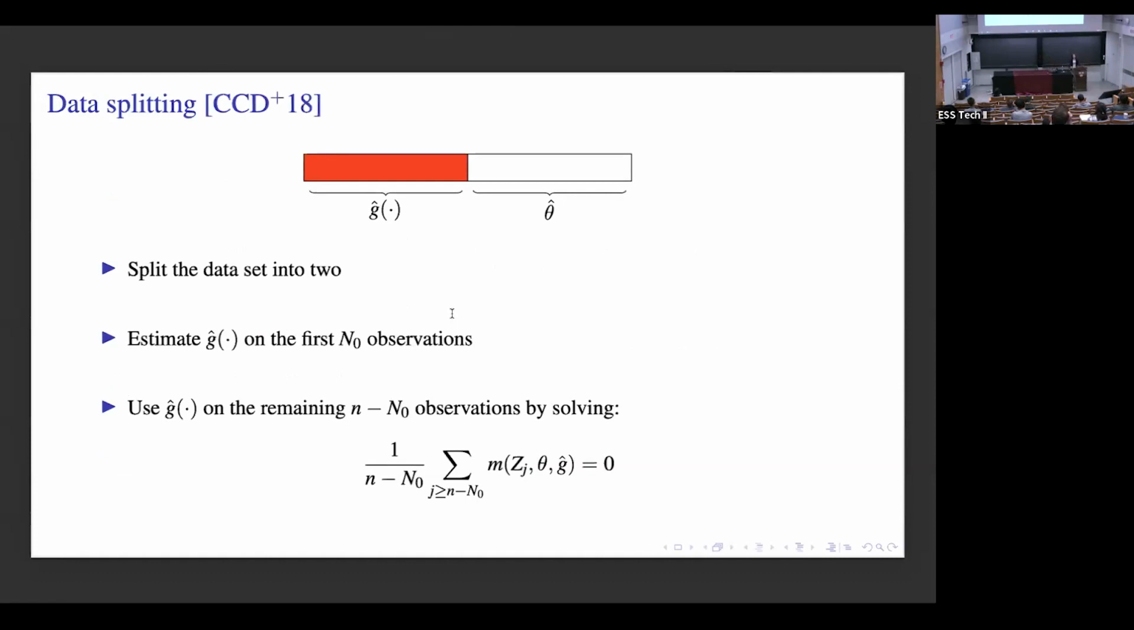You're going to split your data set into two parts. And on the first, let's say, M observations, you're going to estimate your nuisance parameter. And then on the remaining N minus M observations, you're going to estimate your target parameter. And you're going to do it in the same intuitive way. You're going to take your estimate of the nuisance parameter, plug it into the moment function, and propose your target parameter to be the one that is a solution to this equation. And the advantage of this is that you're training your nuisance parameter on a different part of the data than the one on which you're training your target parameter.